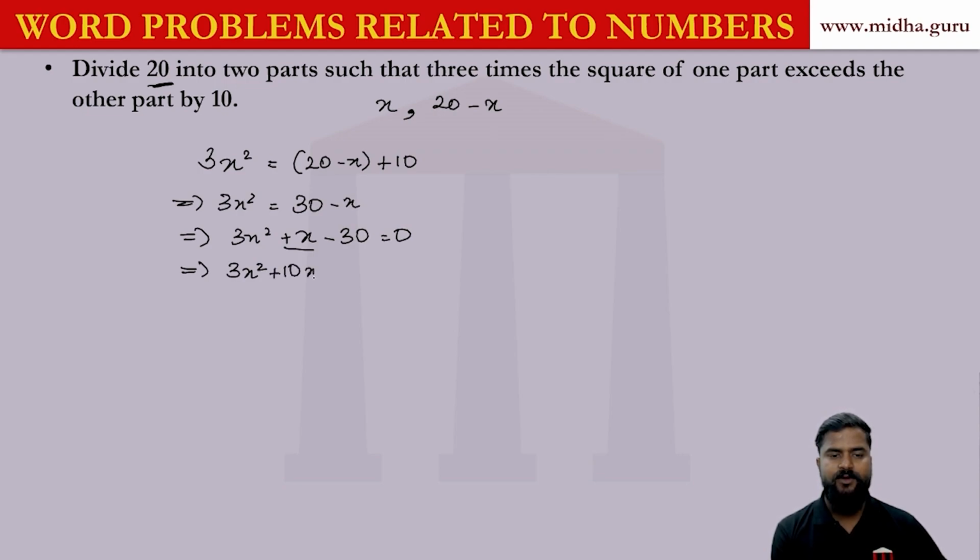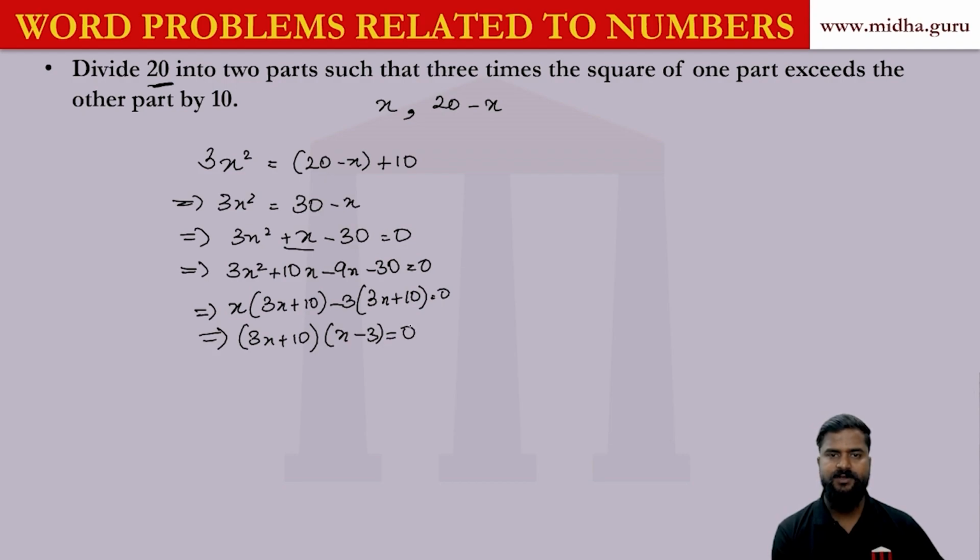So we'll write 3x squared plus 10x minus 9x minus 30. We see that plus 10x minus 9x gives us x, and when we multiply plus 10 into minus 9, we get minus 90. Here, since we can't take anything except x as common, we take x, we get 3x plus 10. And then here, we'll take minus 3 as common. We again get 3x plus 10. So now, taking 3x plus 10 as common, we'll get x minus 3 is equal to 0.